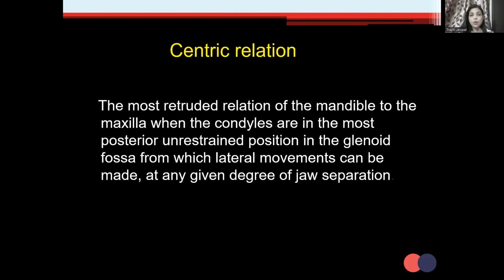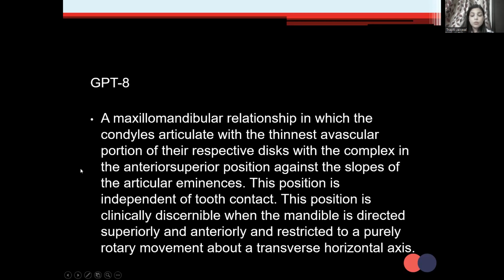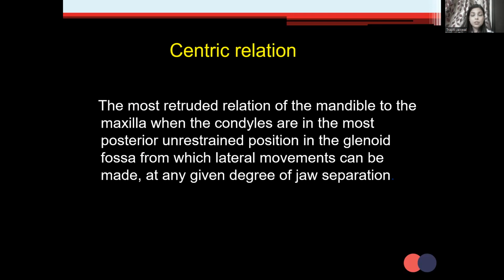What is centric relation? According to GPT-7, the definition of centric relation is the most retruded relationship of the mandible to the maxilla. Most important is the most retruded position, when the condyles are in the most posterior unrestrained position in the glenoid fossa, from which all lateral movements can be made at any given degree of jaw separation. So that was the centric relation position. That was the most retruded relation of the mandible to the maxilla. So in this, the condyles are in the unrestrained position in the glenoid fossa.